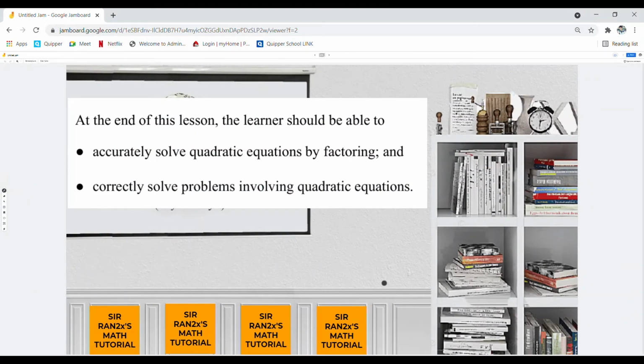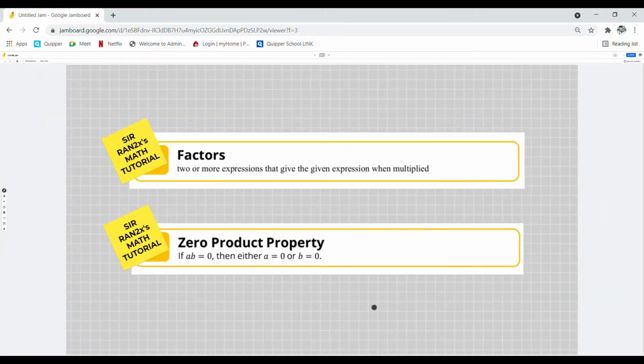Okay, so we have here our objectives. At the end of this lesson, the learner should be able to accurately solve quadratic equations by factoring and then correctly solve problems involving quadratic equations. So that's it. And then we have some terms here that are here for us to recall.